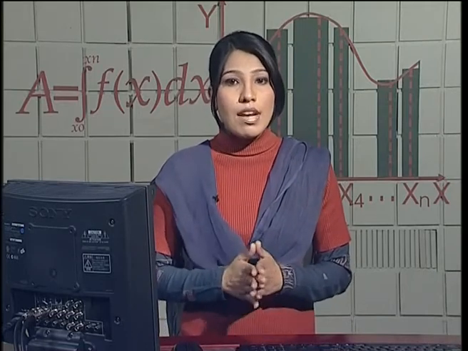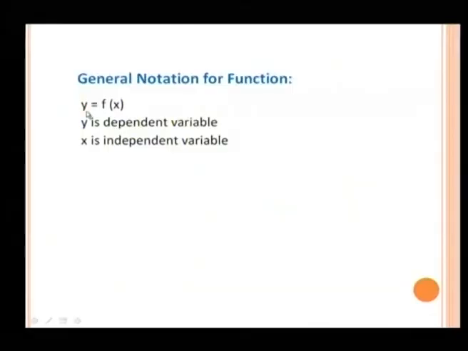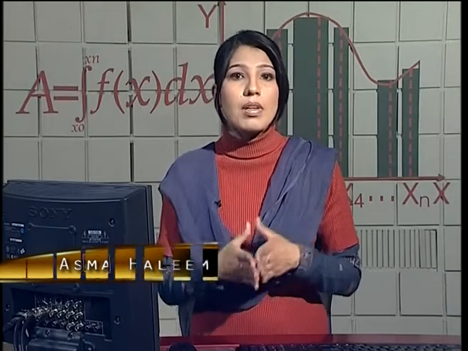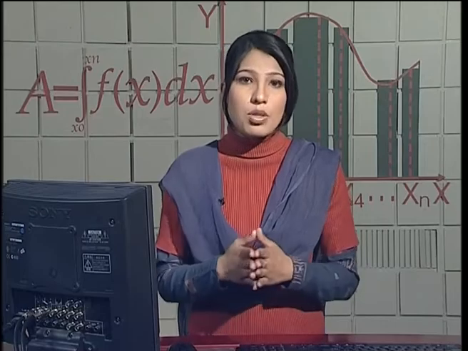You can see the general notation for a function on the screen. The general notation for a function is y is equal to f of x, where y is considered as the dependent variable and x is the independent variable. Now, if you have an equation y is equal to x square, that defines a function f that associates the number x square with the number x. You can see the same example on the screen.